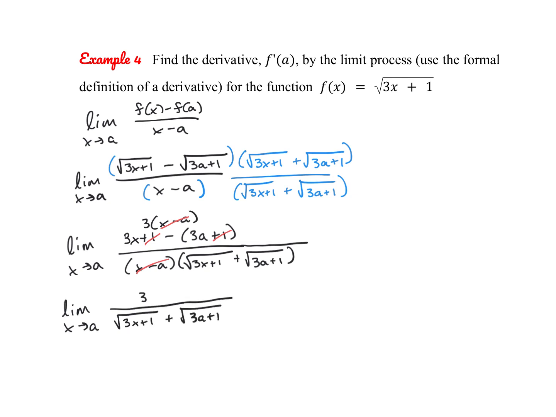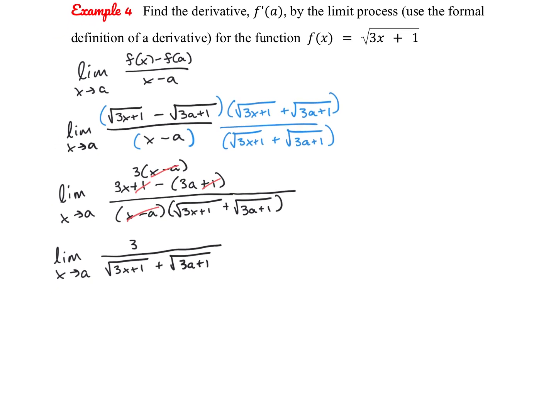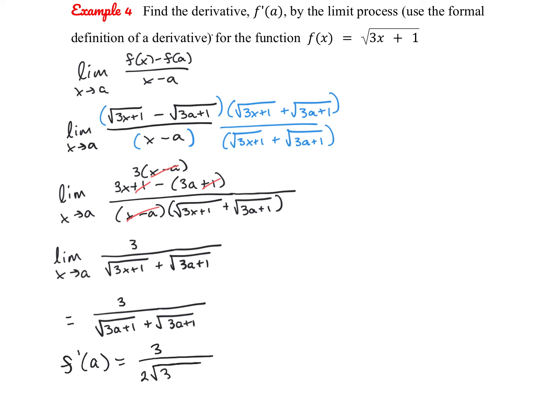of 3a plus 1. And from here, we can just do direct substitution to evaluate our limit. So it'll be 3 over square root of 3a plus 1 plus the square root of 3a plus 1. So again, I'm just substituting x with a. And then since they have the same radicand, we can actually just add them up. So this will actually give us a final answer, which will be our derivative. So we'll say f prime of a equals 3 over 2 times the square root of 3a plus 1.